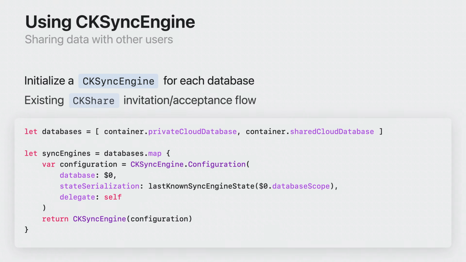Sharing data with other users is a key part of CloudKit. The sync engine makes life easier here too. The sync engine works with the CloudKit shared database. You just create a sync engine per database that your application will work with. For example, you can create a sync engine for the private database and another sync engine for the shared database. To learn more about sharing with CloudKit, check out the Get the Most Out of CloudKit Sharing Tech Talk.